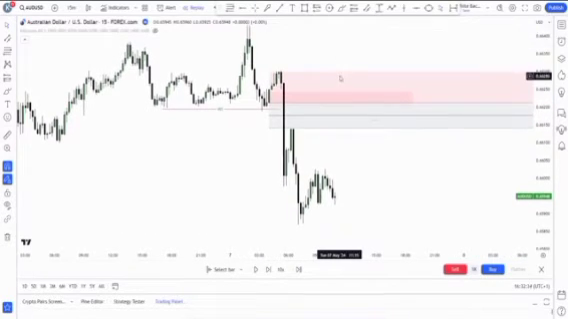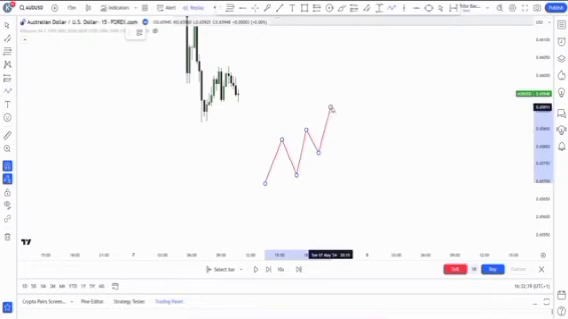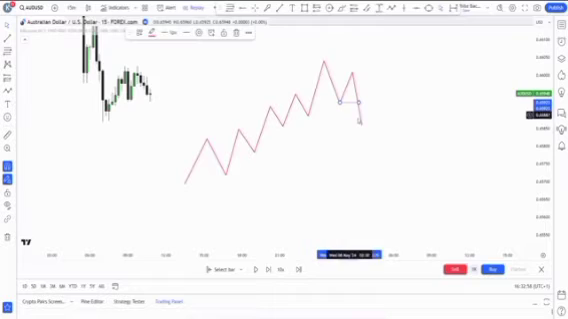What is a mitigation block? Let me show you. When you have price do something like this, price is going up, and then it came to an area, pushed up, retraced, but couldn't push above the previous high. It fell, but then crashed down and closed below this area, below the higher low. This is a bearish mitigation block. When you have the opposite case, it is a bullish mitigation block.